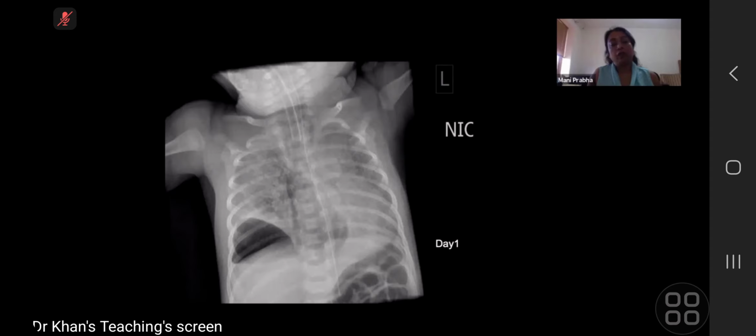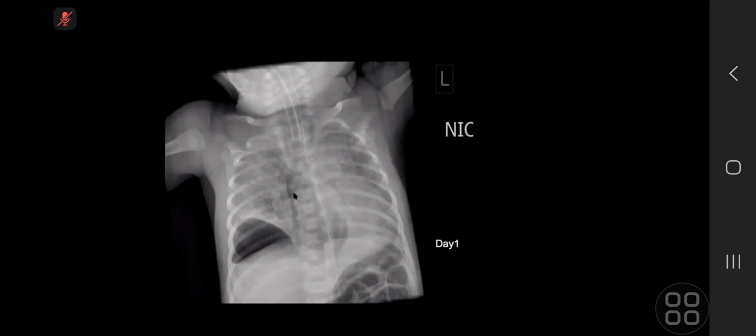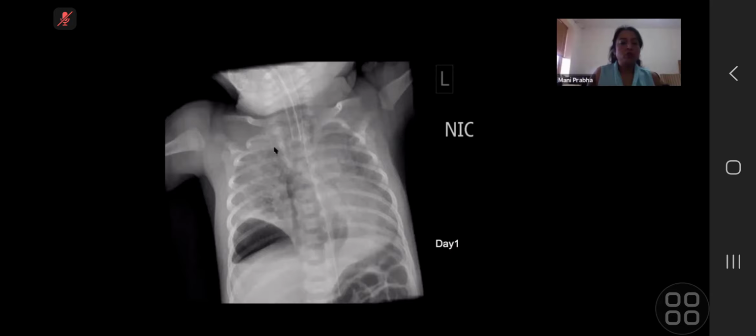Okay, yeah, wonderful. See, there is lucency overlying the mediastinum, and this is mediastinal air. Also it seems to be tracking along the vessels here, and there is a blob of air here, which is likely to be a pneumothorax, an encysted pneumothorax. And if you want to confirm the pneumothorax, how would you confirm it?